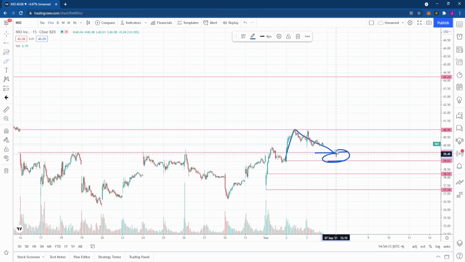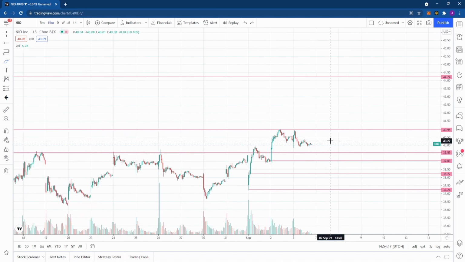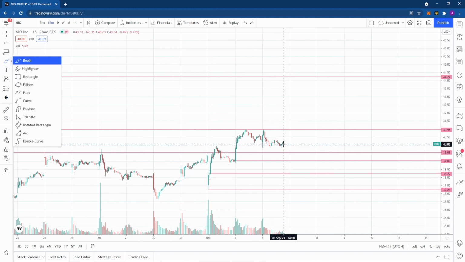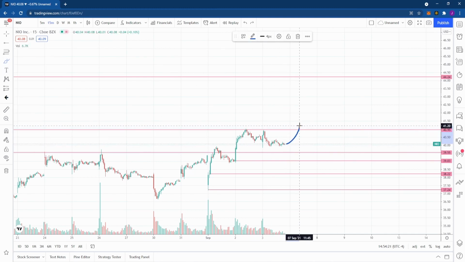Or the next setup would be if we trade above $41 and we start closing above $40, $41 on a 15-minute, 30-minute, 1 hour candle like this, and we can set up a bull flag. That would be the perfect setup where you would see a continuation up to 44. That's how I see it play out from an intraday perspective.